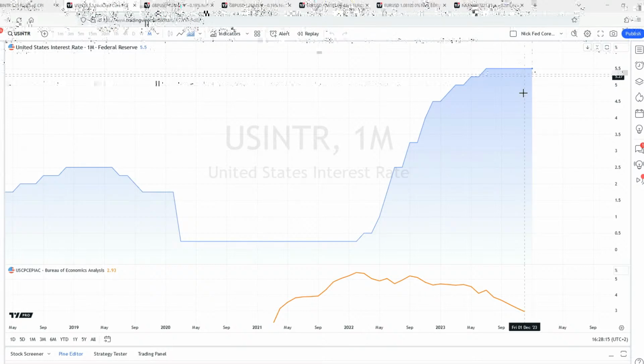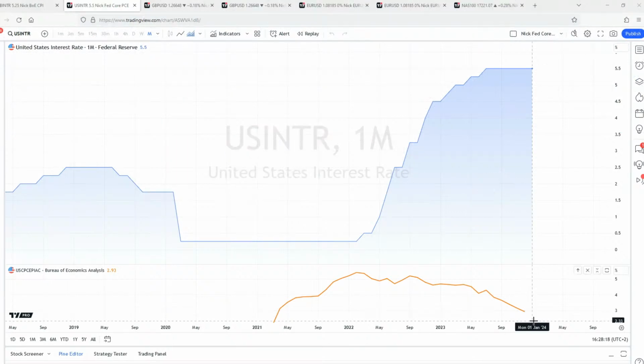You can see it has various measures, but you can see on the chart that the core PCE just dropped below 3%. The headline, of course, is lower, but has still not reached the 2% goal.